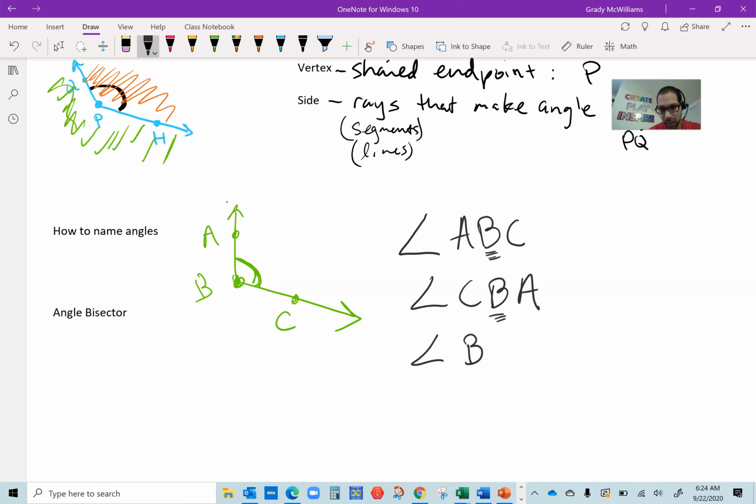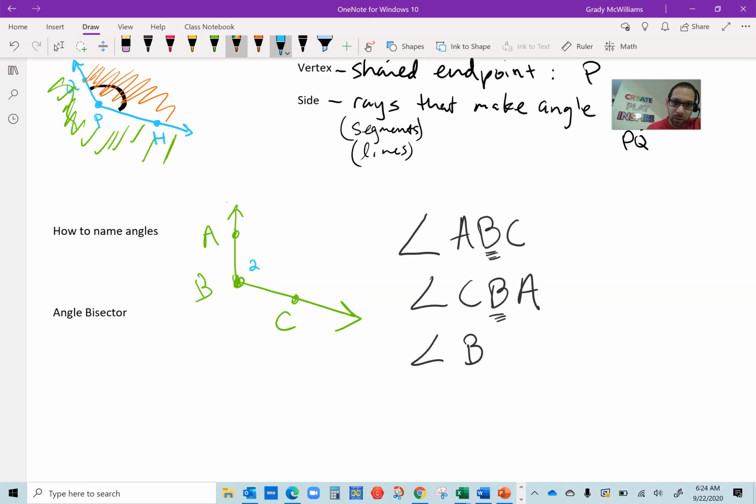angle B. Okay. Also, sometimes they'll write numbers in the angles, so you can call it, maybe this is angle 2. Now this gets confusing because we also might write the degree or the size of the angle, how wide open it is, but that will have a degree symbol next to it, so you know you're not talking about the number for the angle.